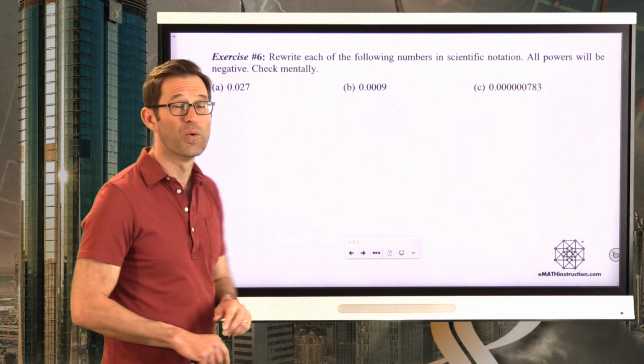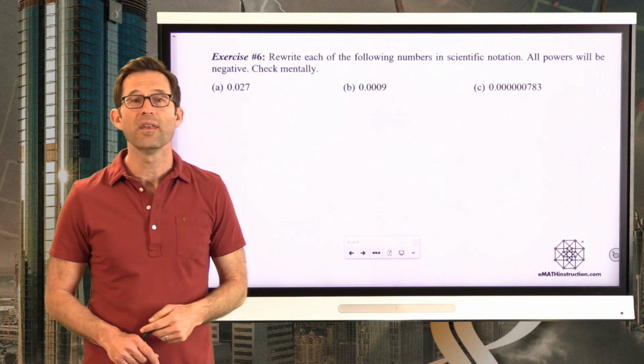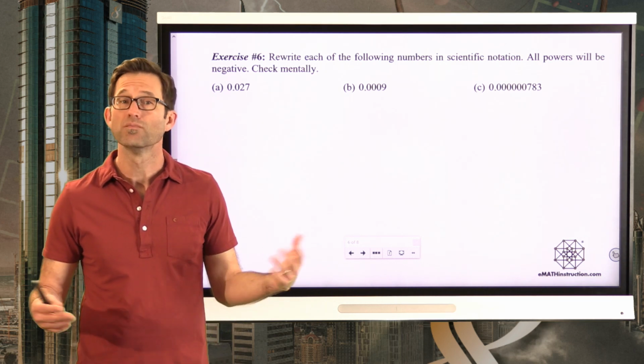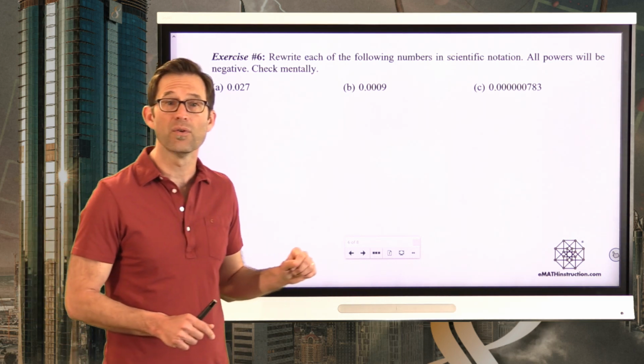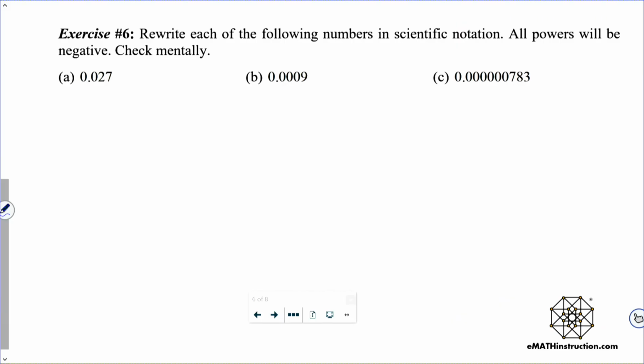All right, now let's go with the small ones. Now, all of these should end up having negative exponents. So, again, let's talk about how to do that. But first, let's read the directions for exercise number 6. Rewrite each of the following numbers in scientific notation.